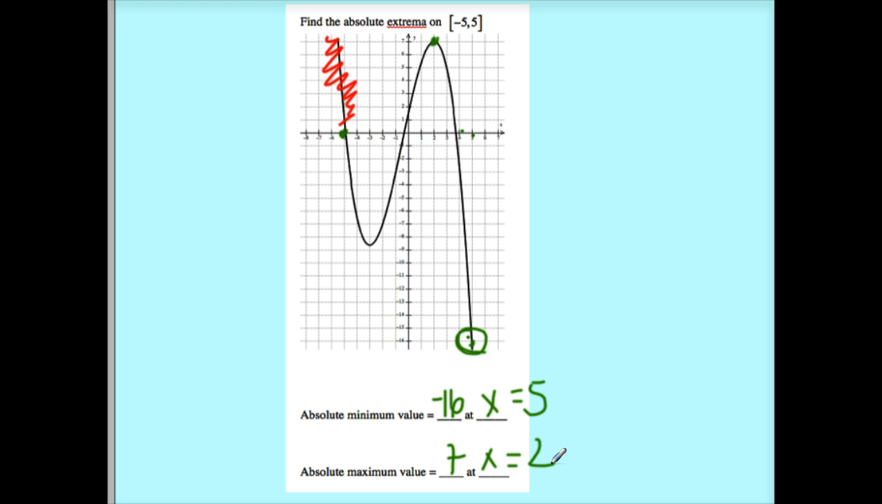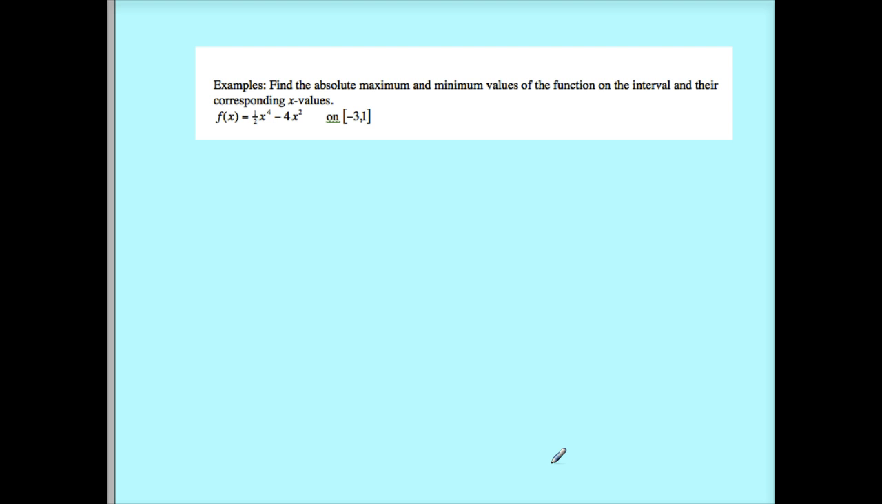So graphically, this is actually pretty easy. You're just looking for the highest point and the lowest point. What's a little more difficult is finding these using functions. So here's an example of one of the problems. It says find the absolute maximum and minimum values of the function on the interval and their corresponding x values.